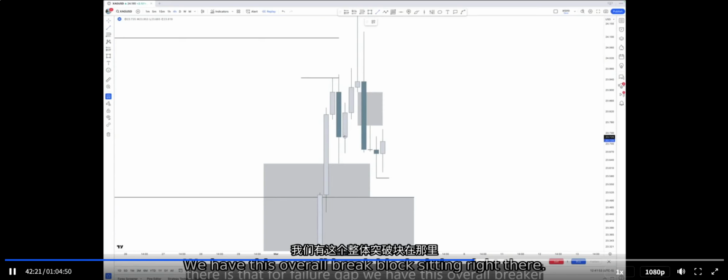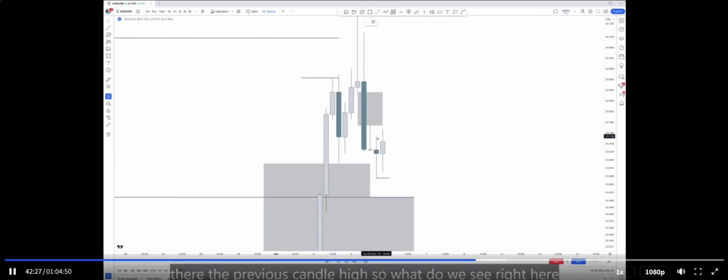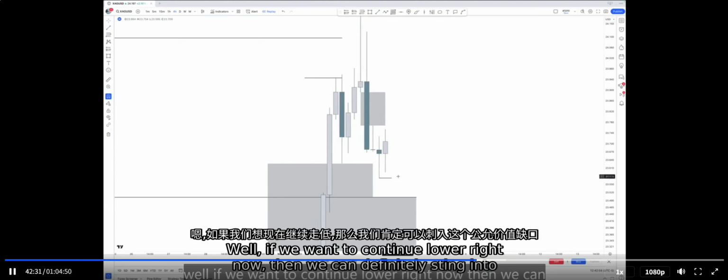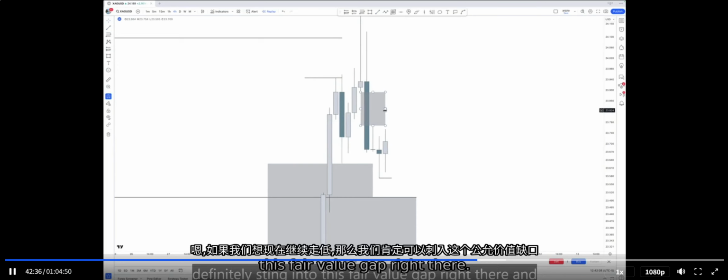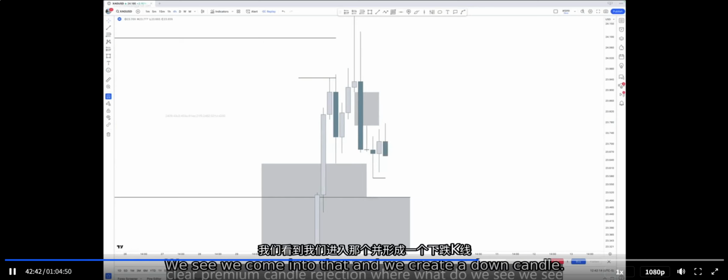Well, a clear premium array that we actually have sitting right there is that fair value gap. We have this overall breaker block sitting right there. And we have as well sitting right there the previous candle high. So what do we see right here? Well, if we want to continue lower right now, then we can definitely sting into this fair value gap right there. And then we want to monitor again the 2 candle rejection, where what do we see? We come into that and we create a down candle.